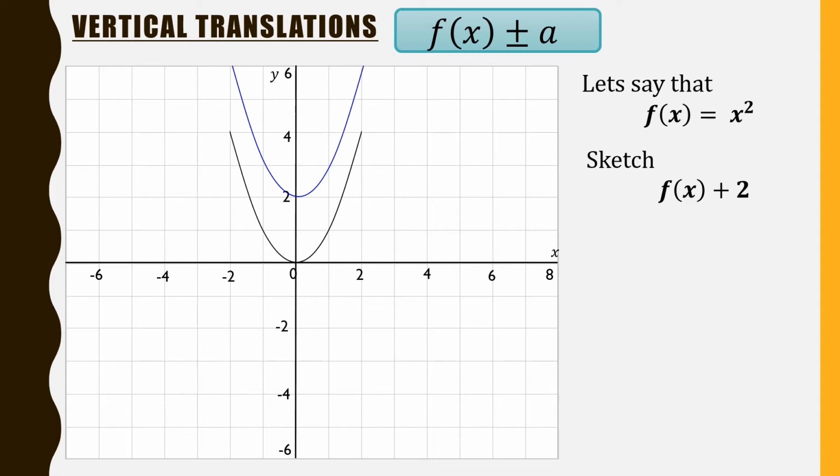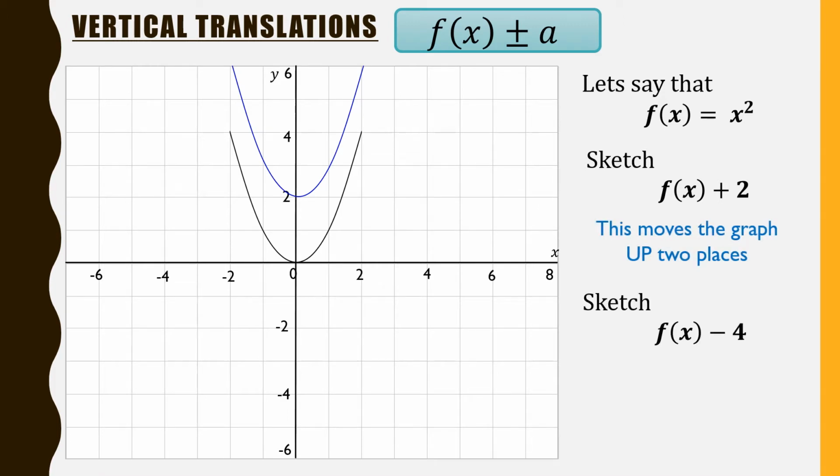So the plus 2 has made me move the graph up the y-axis 2 spaces. The shape of the graph hasn't changed, but the minimum point has gone from 0 to 2. So it's just been shifted up 2 spaces. If I were to sketch f(x) - 4, it would look like this. So going from the black one down to the red one, I've moved it down 4 spaces. The minus 4 has told me to do so. So a positive a value, a positive number, means you move up, and a negative number means that you move down. So quite straightforward at the moment.